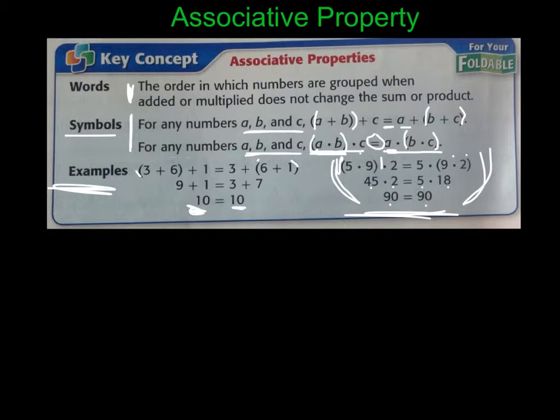Now the reason this property is helpful is it's telling you there might be an easier problem to multiply. Like for example, for me, the way that it's done here is easier than the way it's done here. But either way, I'm going to get the same answer.